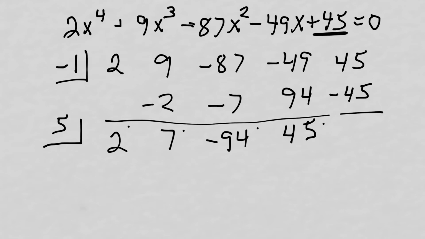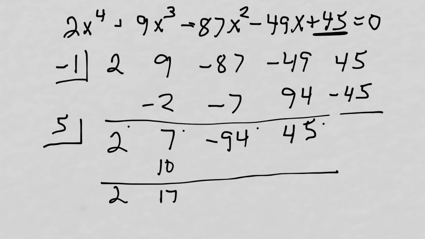All right. I draw this line here. Right. Okay, drop down 2. 5 times 2 is 10. All right. 7 plus 10 is 17. 5 times 17 is 85.